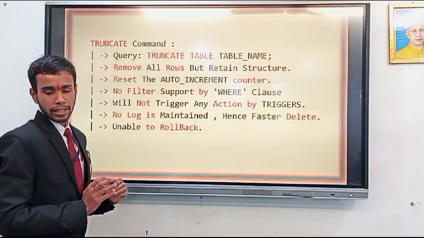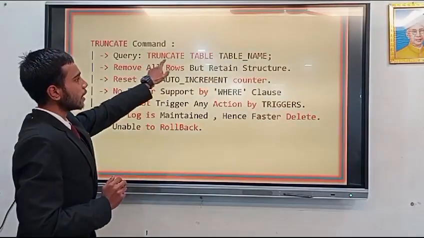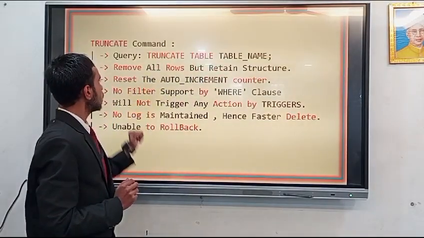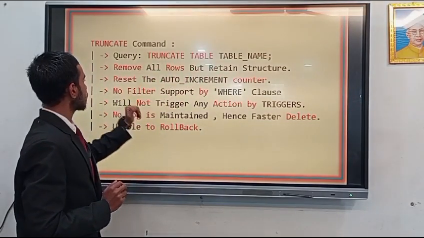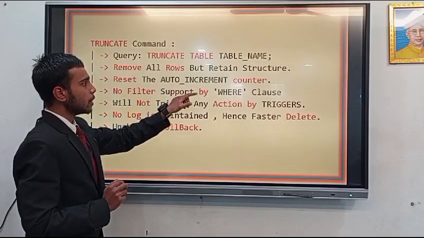Truncate command, the query truncate table. The query is truncate table and then we write a table name. It will remove all the rows but retain the structure. It will reset the auto increment counter.